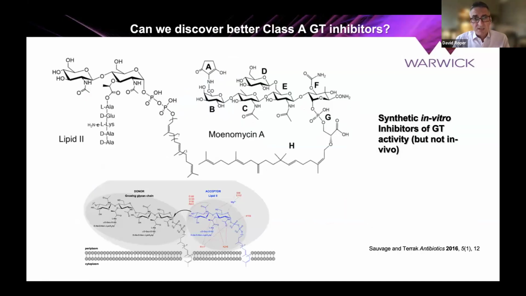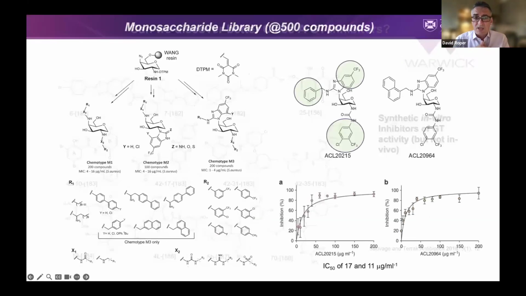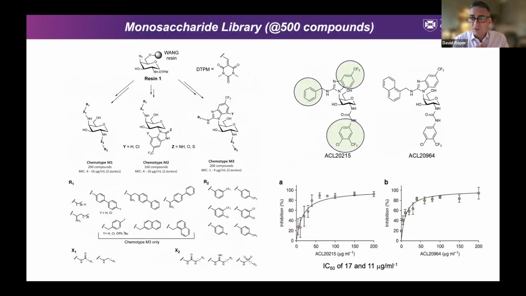Now, making inhibitors for this process is tricky, because the lipid 2 molecule itself is lipidic. It's a difficult compound to form mimetics of. Many have tried. There's a lovely review article that you see down here from 2016 with lots of different compounds. But we started to engage in this several years ago with colleagues from the University of Queensland, who came up with a couple of compounds, ACL20215 and 20964, which were designed to be lipid 2 mimetics.